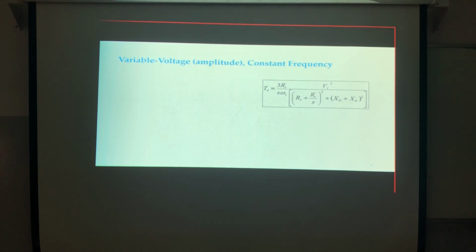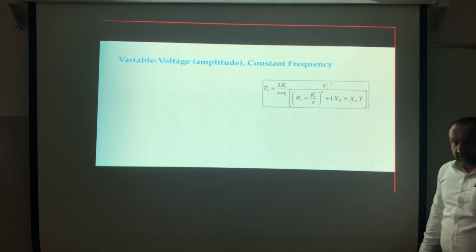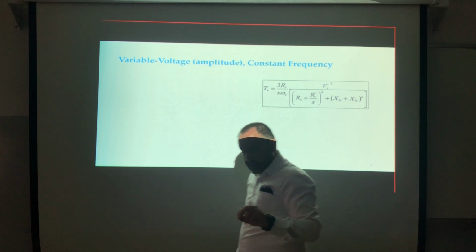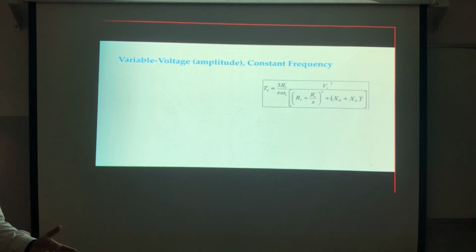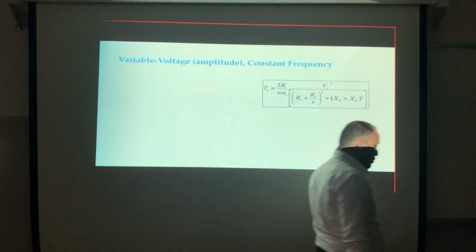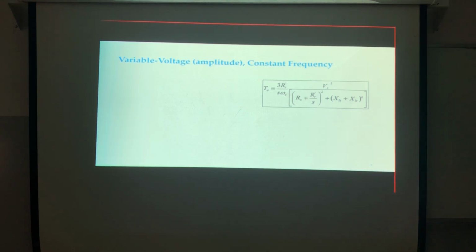Now let's see. From the relation between the torque and the speed, we know that the torque is proportional to Vs squared. Here I'm changing only the voltage, so I'm assuming all the other parameters are kept constant. So the torque is proportional to V squared, correct? So if I'm reducing the voltage, the torque will be reduced, correct?